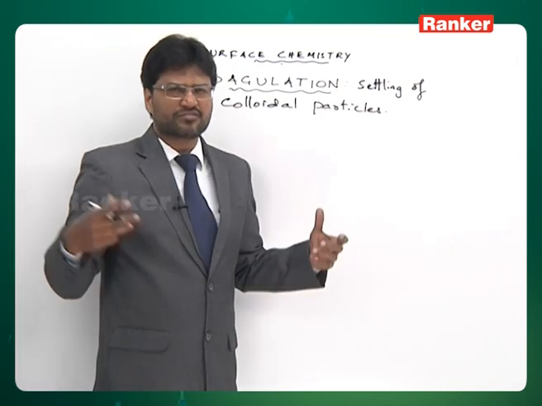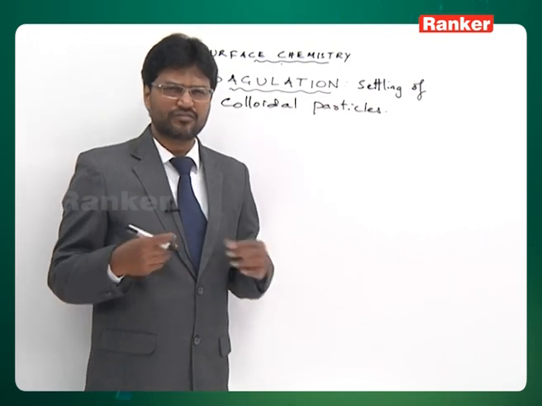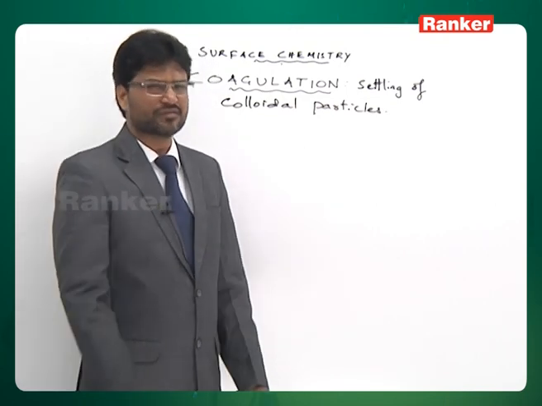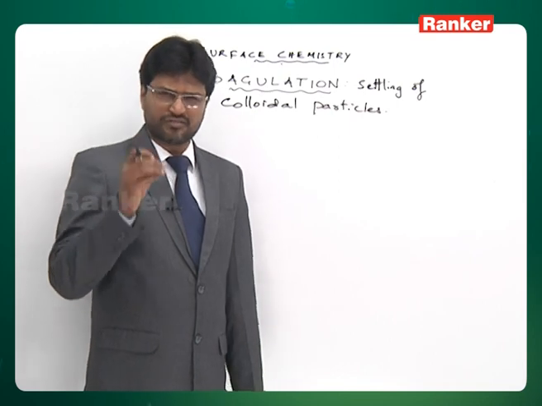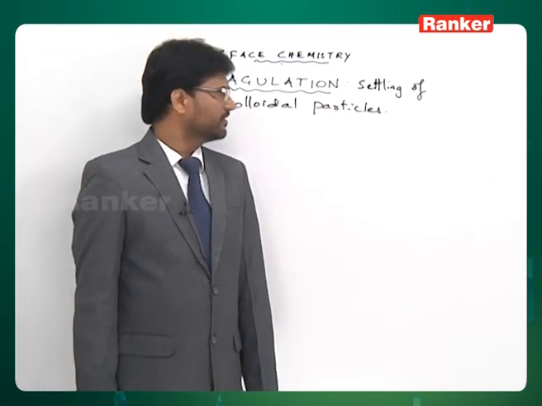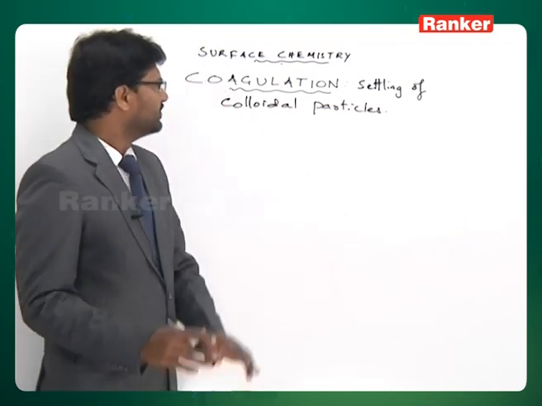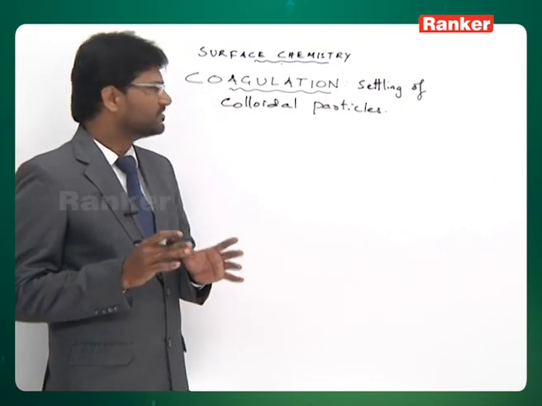Another way you can cause coagulation of colloidal solutions is by repeated dialysis. If you do repeated dialysis, you will lose all the stabilizing electrolyte also. The stabilizing ion is lost from the colloidal solution, and that will cause coagulation of colloidal solution. Repeated dialysis is another way you can cause coagulation of colloidal solutions. That completes coagulation of colloidal solutions.